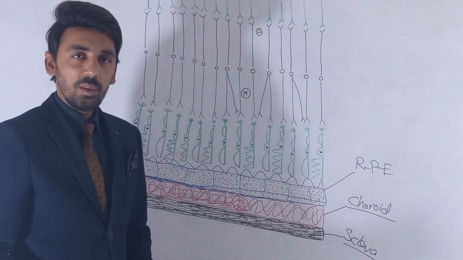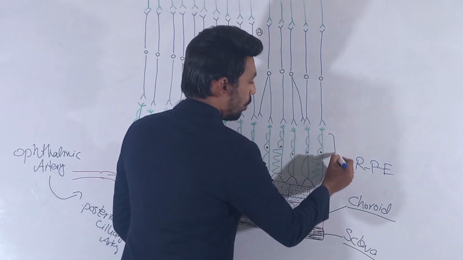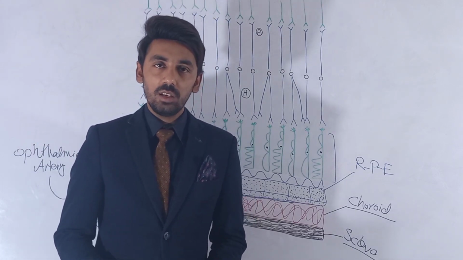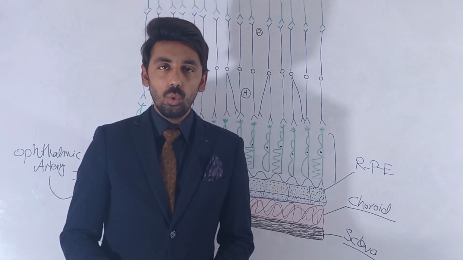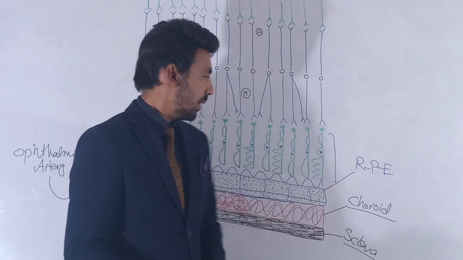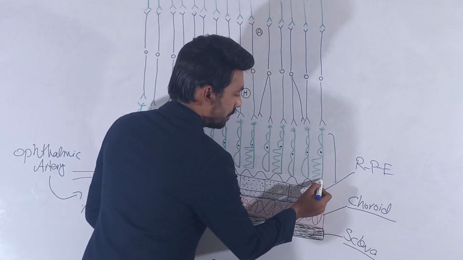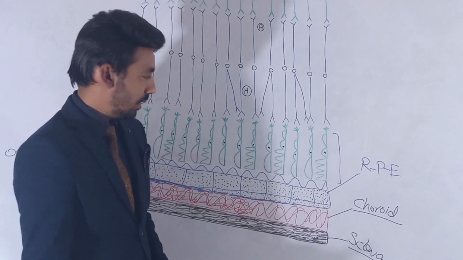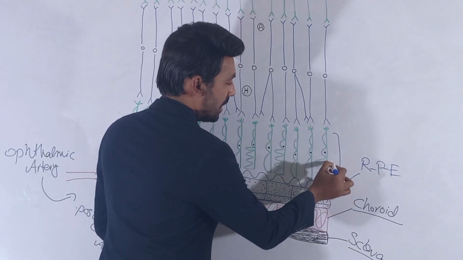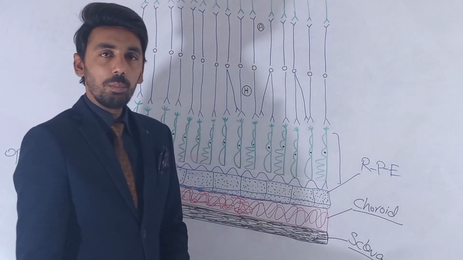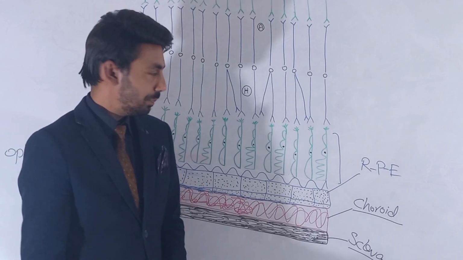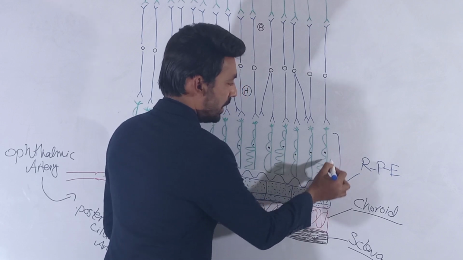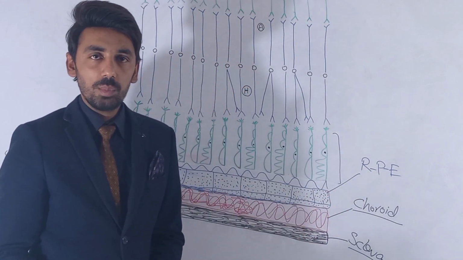our next layer is the photoreceptor layer. There are two types of photoreceptors in the retina. The first one is called the cones and the second one is called the rods. As you can see here, these cone-shaped photoreceptor cells are called the cones, right? And this portion is called the outer portion of the photoreceptor cell. And this one, which has the nucleus, is called the nuclear area of the photoreceptor cells.